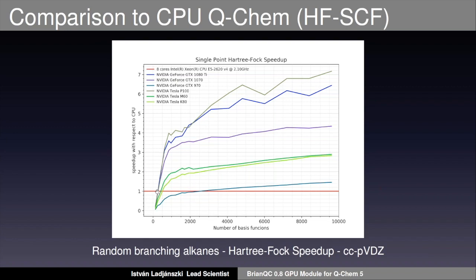Just maybe a couple more quick questions. Let's see. How does the BrianQC module perform, or do you have any experience with heavily contracted basis sets such as ANO?